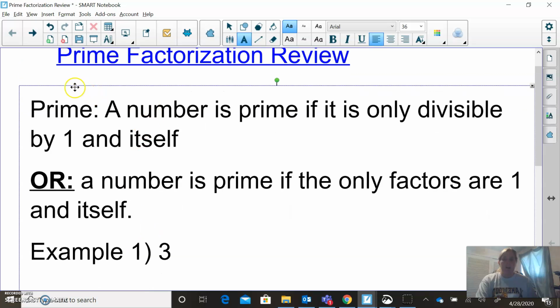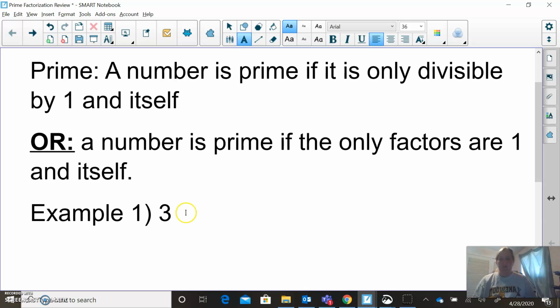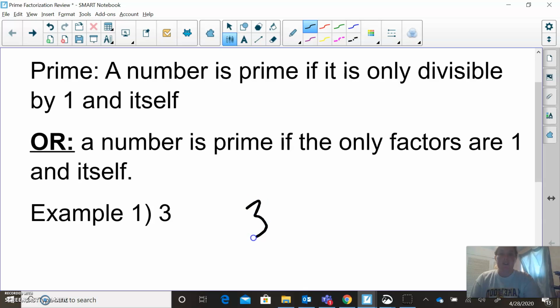Divisibility and factorization go hand in hand. Being divisible and the factors go hand in hand. So it can only be divisible by 1 and itself, which also means that the only factors are 1 and itself. So 3, and factors is multiplication. If we look at 3, the only thing that you can multiply to get to 3 is 3 times 1. 3 times 1 equals 3, right? That's it. You can't multiply anything else to get to 3.